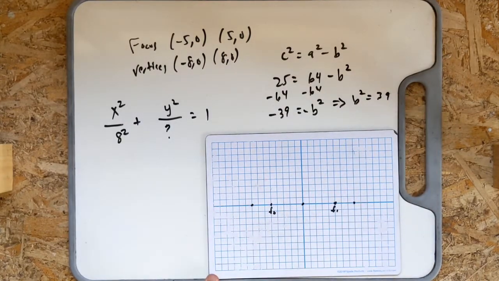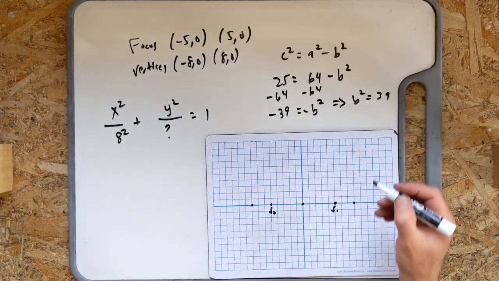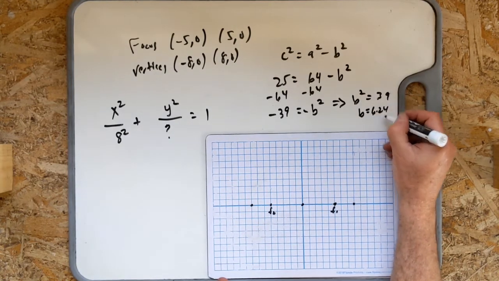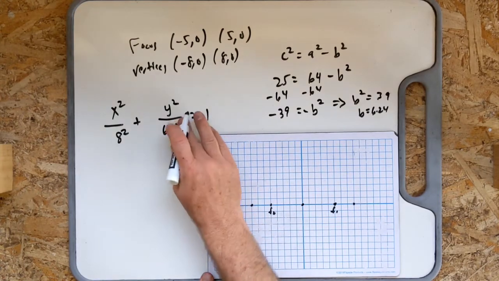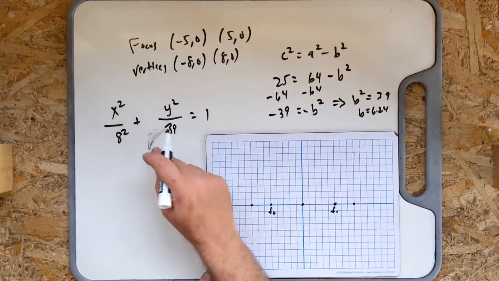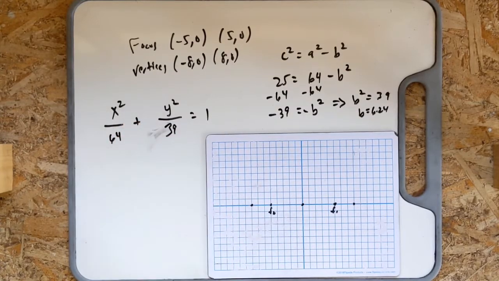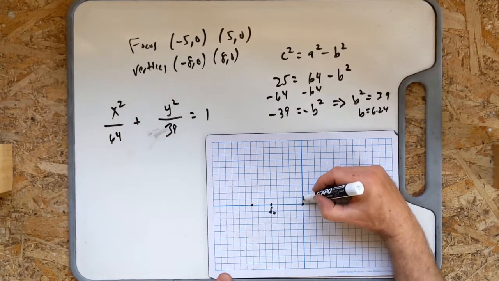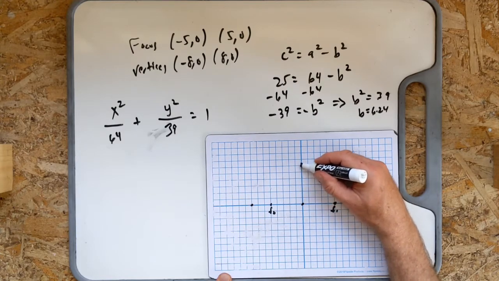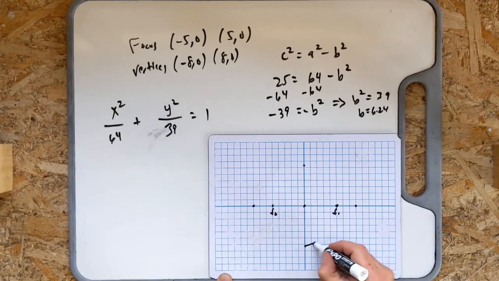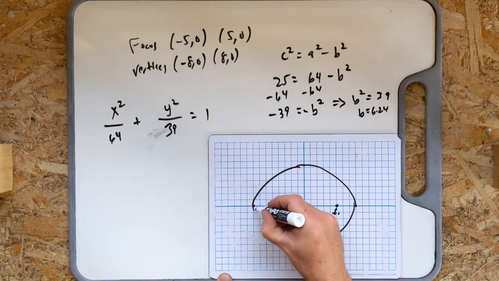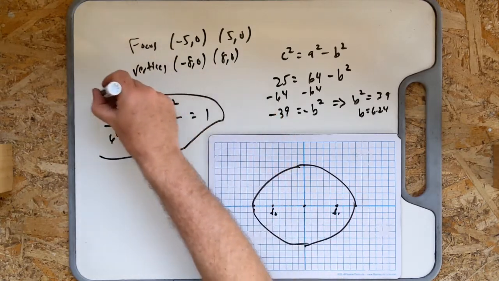Go back to the calculator to get radical 39, which is 6.24. So that means that this is 6.24 squared, or actually more easily, 39. That's 64. And now I can graph that. 6.24 is 1, 2, 3, 4, 5, 6 and a quarter, roughly. And there is my drawing and my equation.